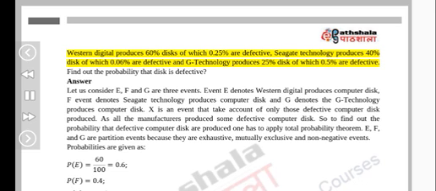Western Digital produces 60% of disks, of which 0.25% are defective. Seagate Technology produces 40% of disks, of which 0.06% are defective, and G Technology produces 25% of disks, of which 0.5% are defective. Find the probability that a disk is defective.